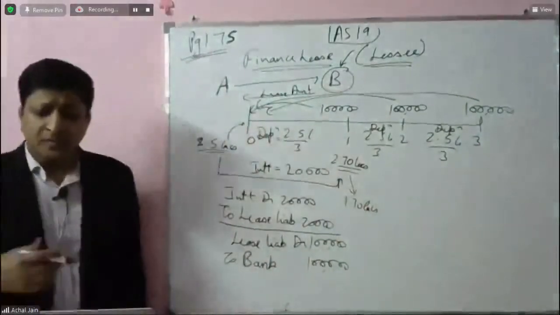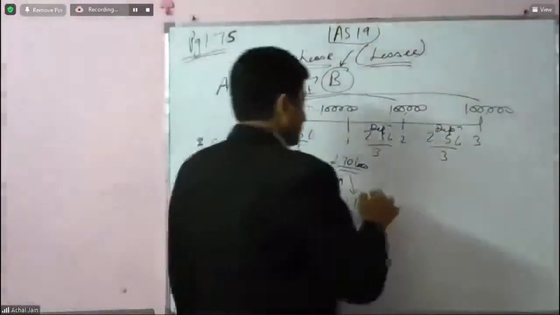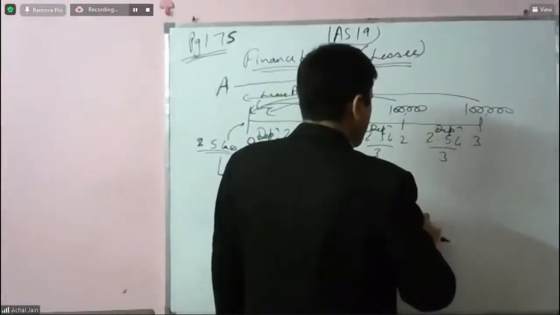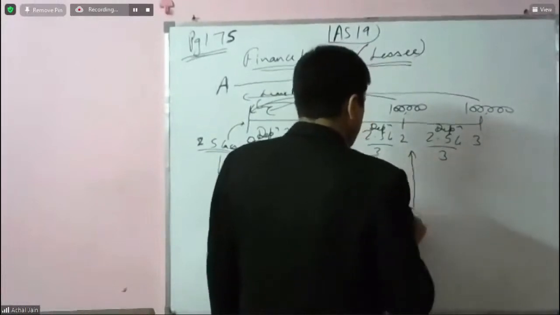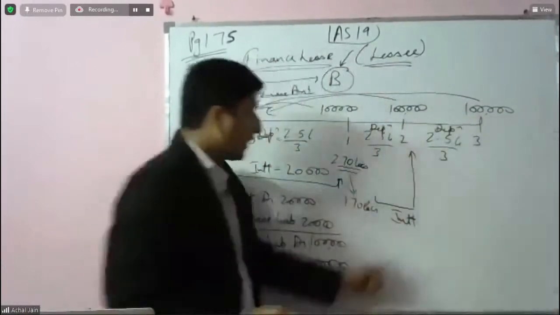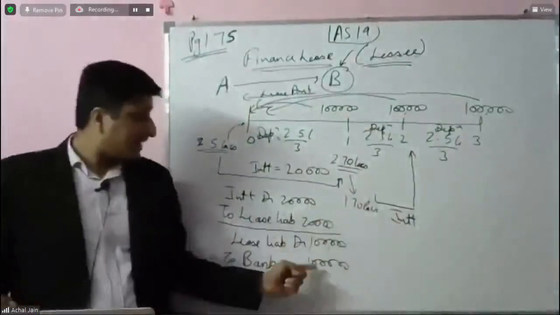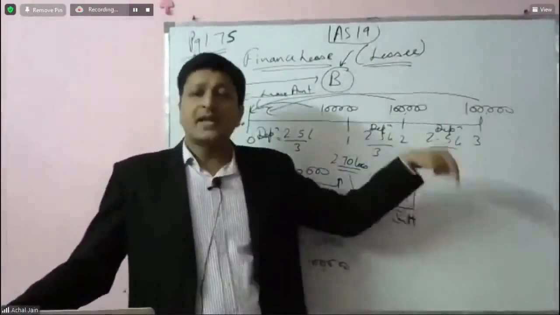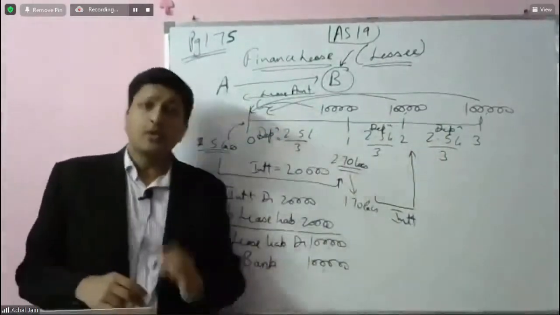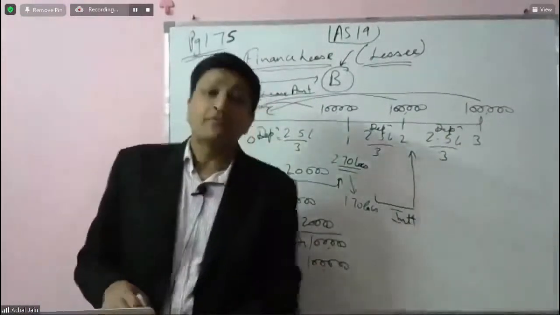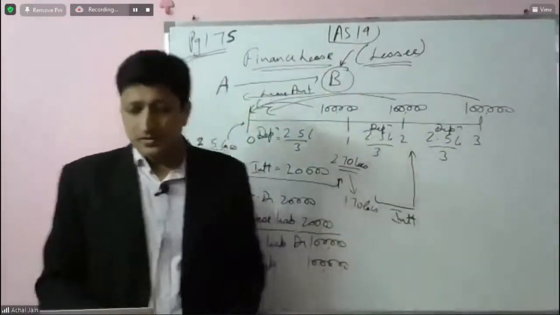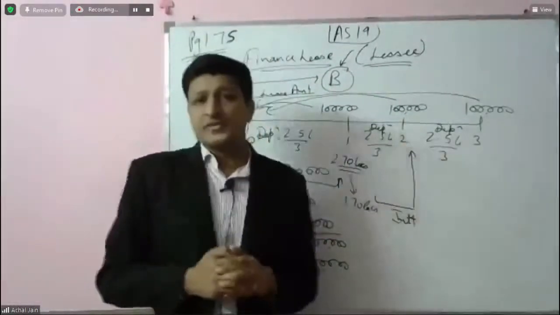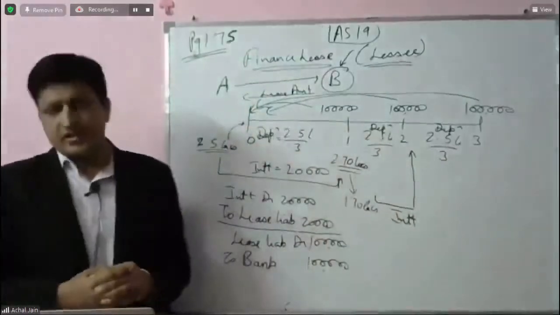Correct? Similarly, in the next year, again on this 1.70 lakhs, interest will be built up. And again, this installment will be paid. Again, interest will be built up, and again, installment will be paid. But the only thing is that we have to build up interest. We have to accrete interest. This is also called as unwinding of discount or accretion of interest.